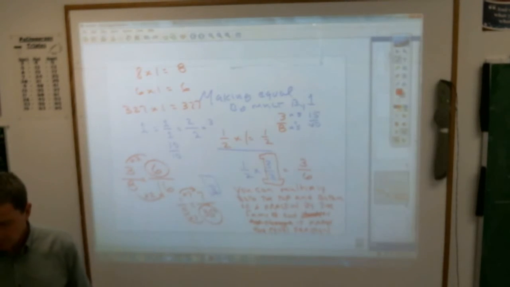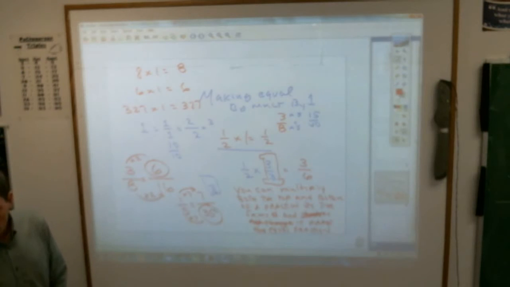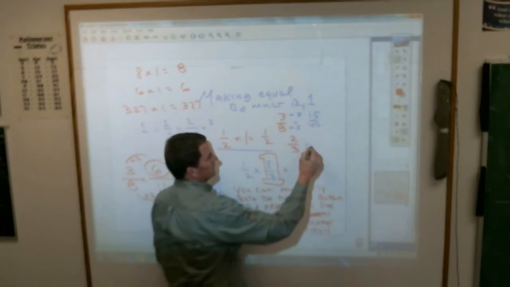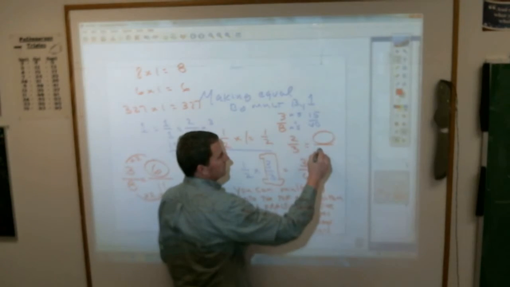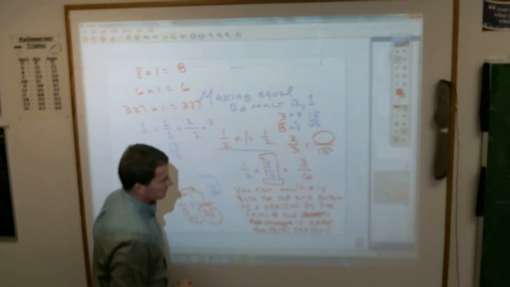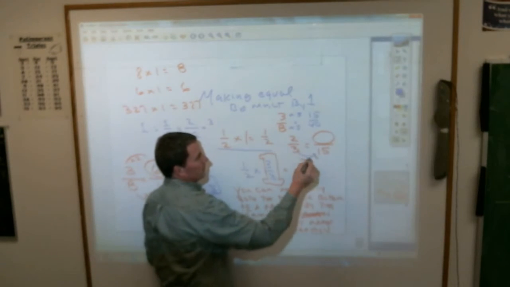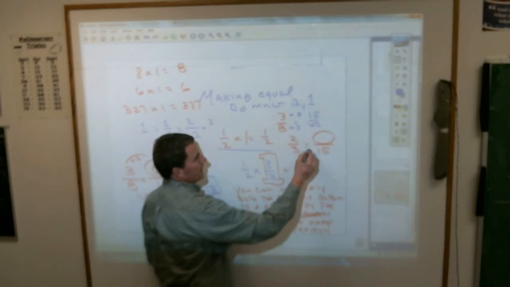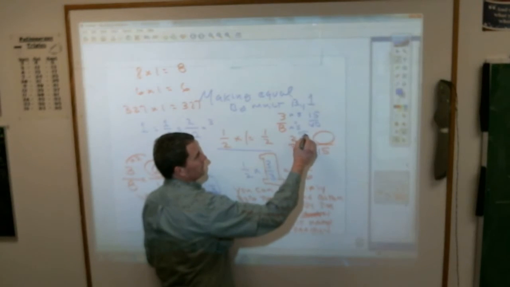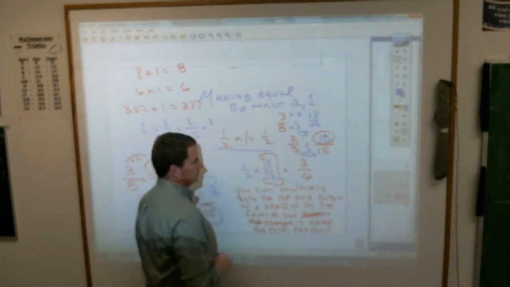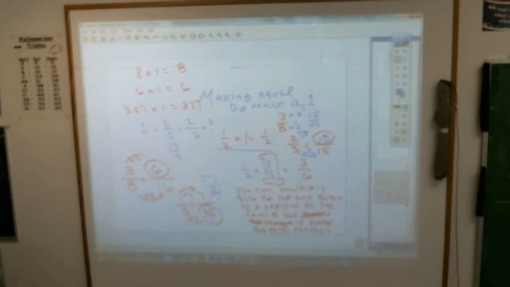Let's see another one here. How about this? 2/3 equals how many 15ths? You know, obviously you want to make the teacher happy, so you would do this: to go from 3 to 15, I multiply by 5. So 2 times 5 means on top is going to be 10. Everybody think that's not going to be so bad?